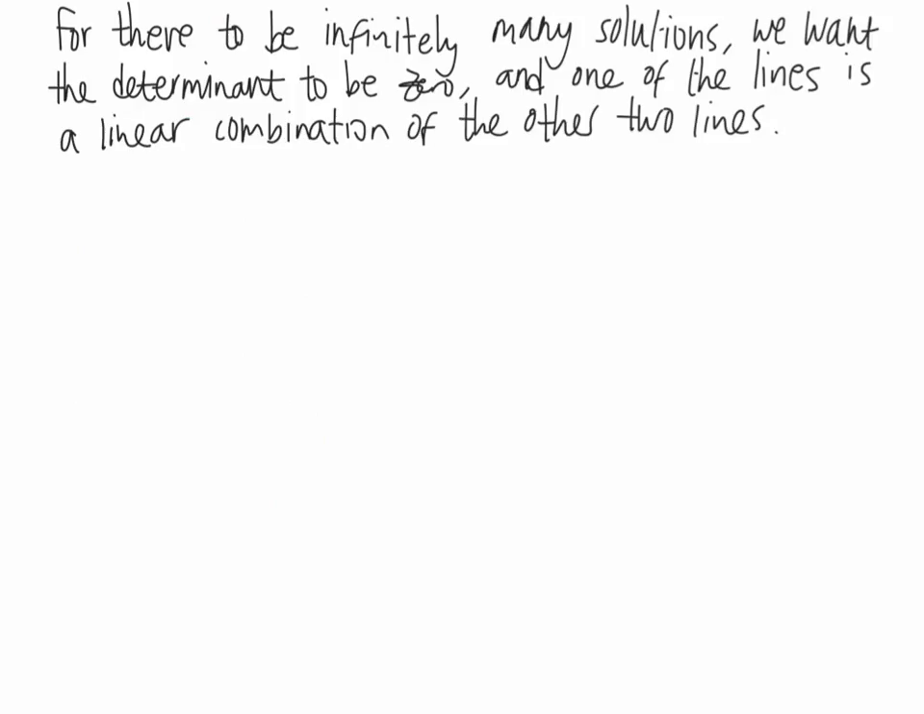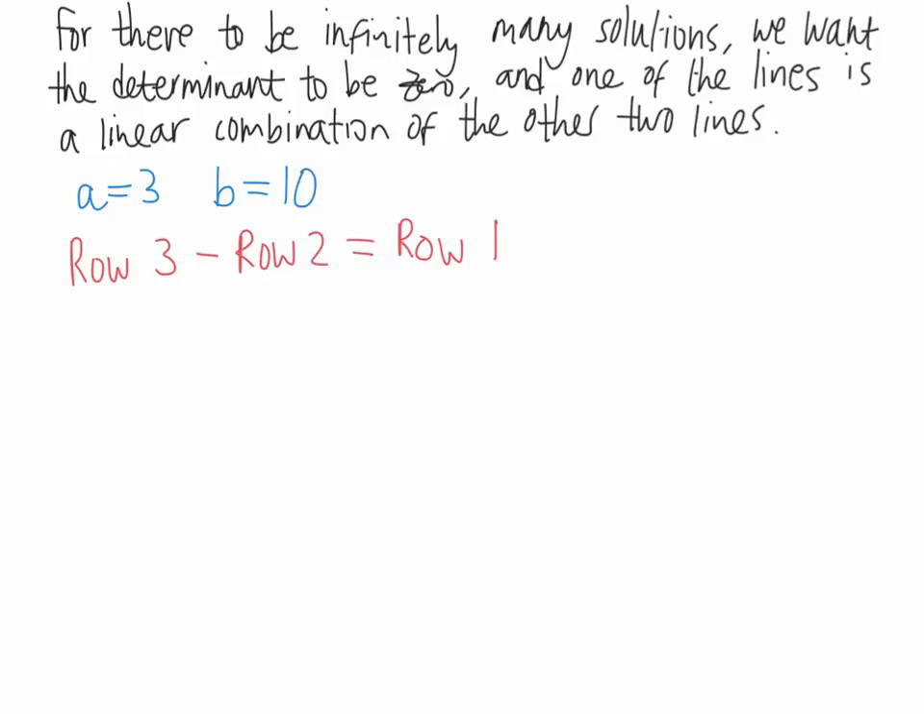So just to review this question, for there to be infinitely many solutions, we want the determinant to be 0, and we want one of the lines to be made up of a linear combination of the other two lines. So in this case, having A equal to 3 makes the determinant 0, and having B equal to 10 gives us that one of the lines is a linear combination of the other two lines. And in this case, the linear combination is row 3 minus row 2 equals row 1, or that equation 1 is equal to equation 3 minus equation 2.